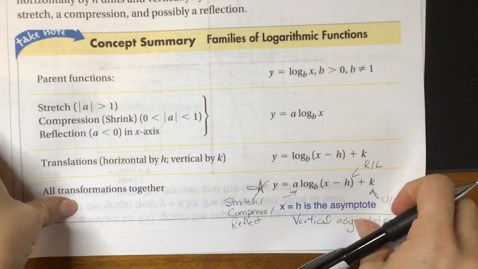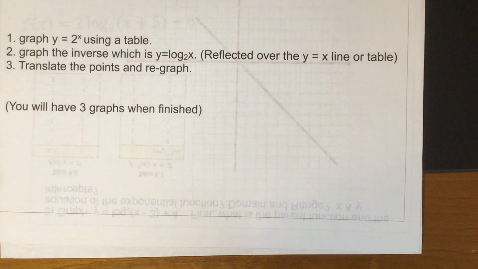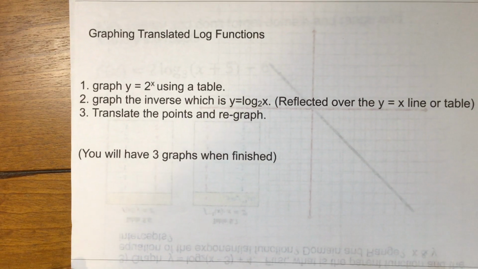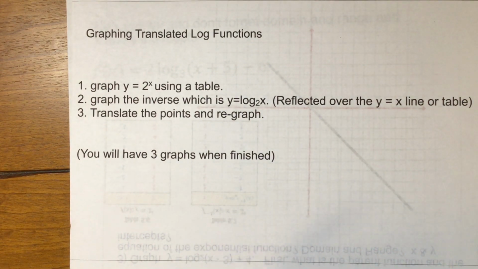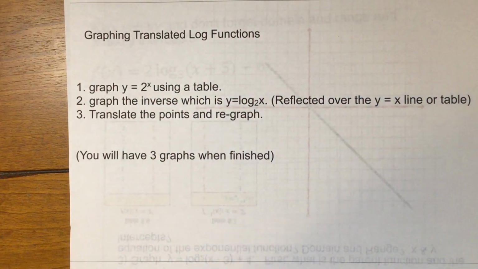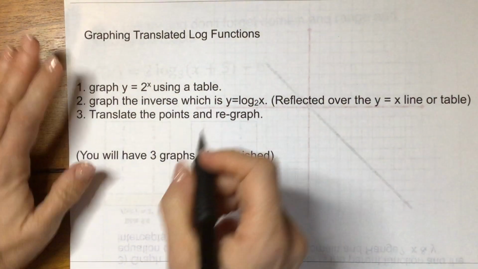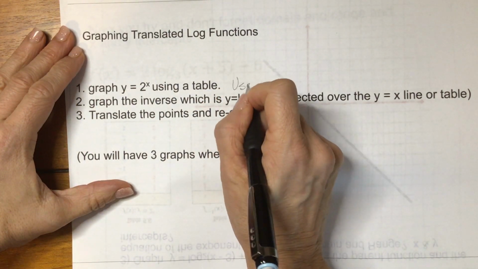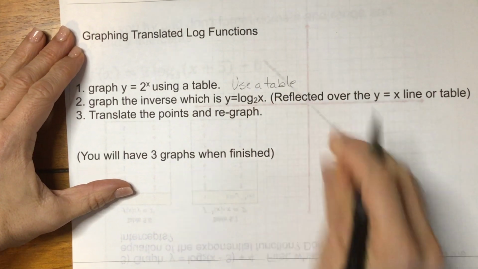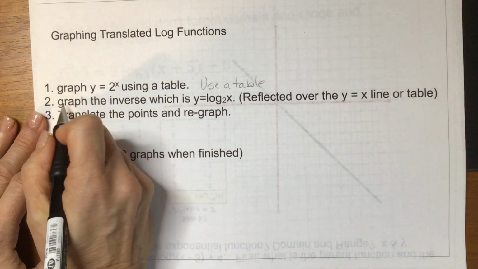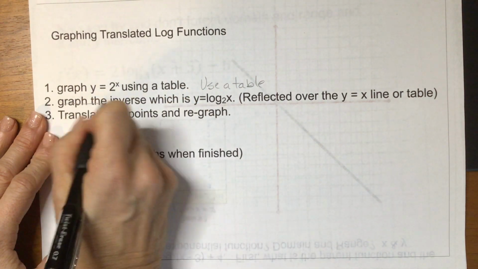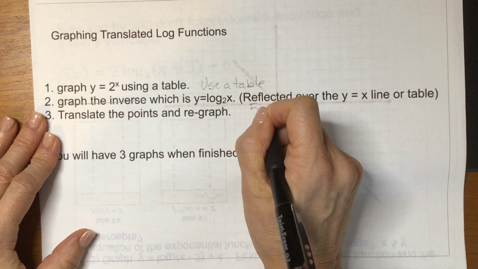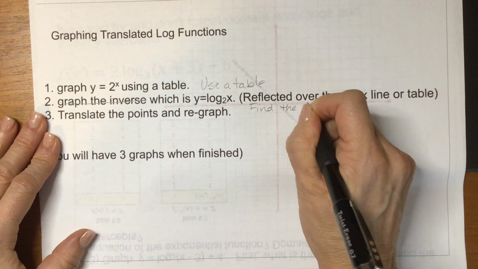Okay, moving on. So here's how we're going to graph translated log functions. It really comes in 3 steps. So first you want to graph or just use a table to find y equals 2 to the x. So we're going to use a table. And then maybe not graph, but like I should have changed these, like find the inverse table.